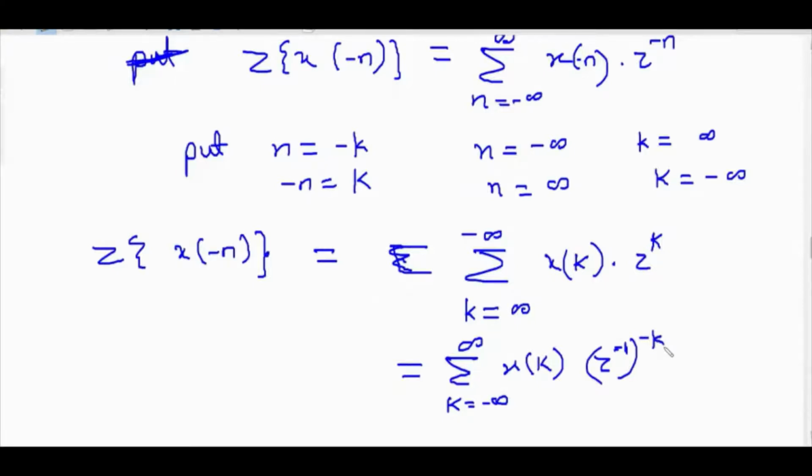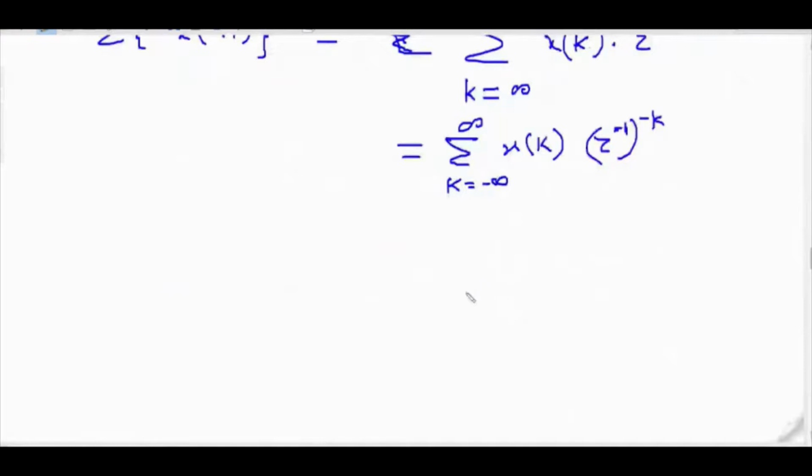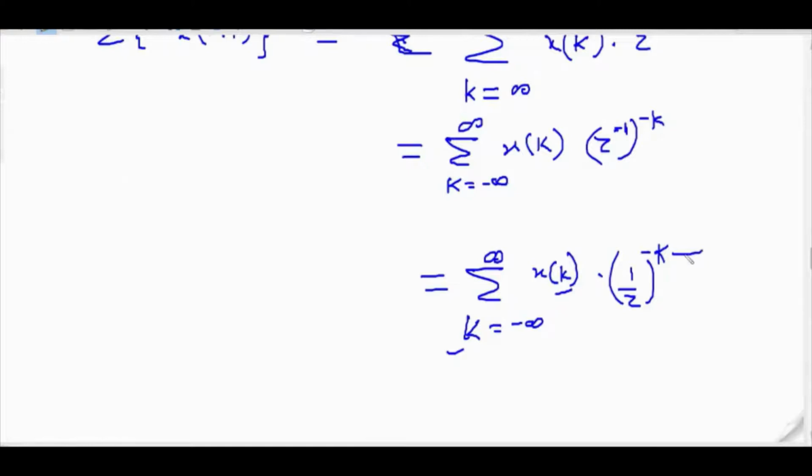Okay, and z raised to minus 1 is nothing but 1 by z. So this becomes summation k equal to minus infinity to plus infinity x of k times 1 by z raised to power k. If we compare with the definition, instead of n we have variable k at 3 places, but instead of z we have 1 by z. So this is nothing but x of 1 by z. So hence this property is proved.